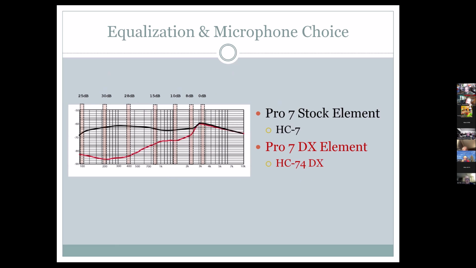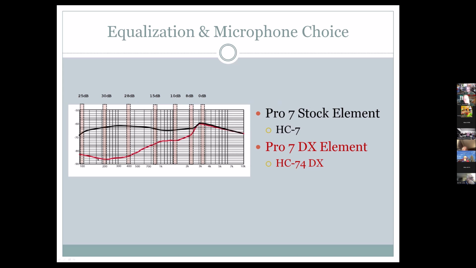And I'll take questions in a second, but here's my commentary on the different microphones. The one that came stock with this Pro 7 is an HC7 element, which, oh gosh, I listened to it. I couldn't believe how poor it sounded to me. I mean, it was good audio, but not at all what I'm used to.